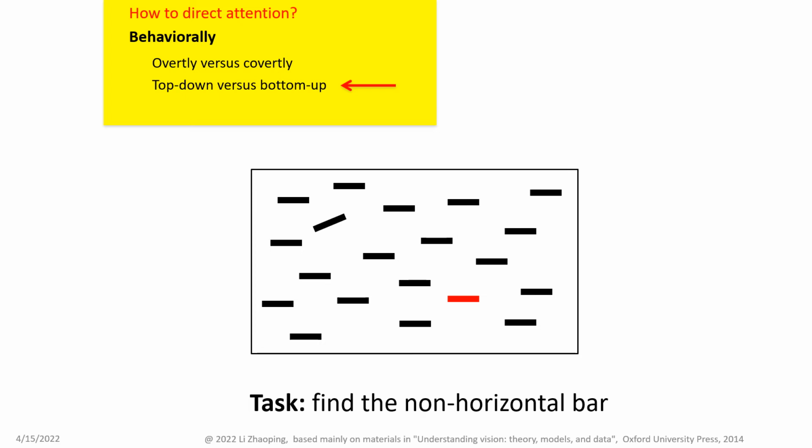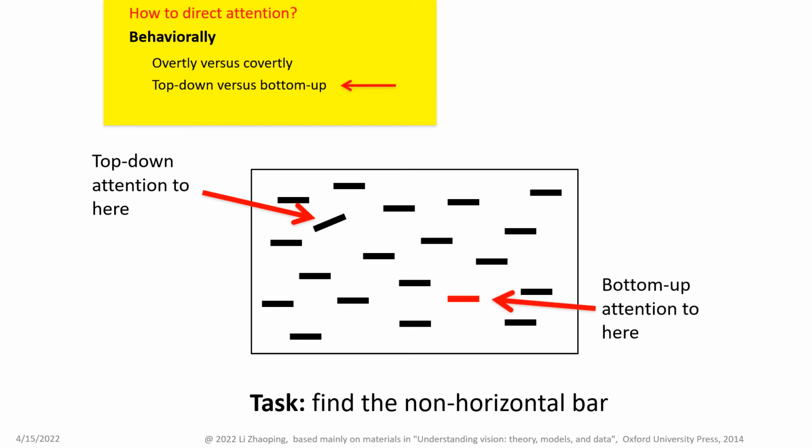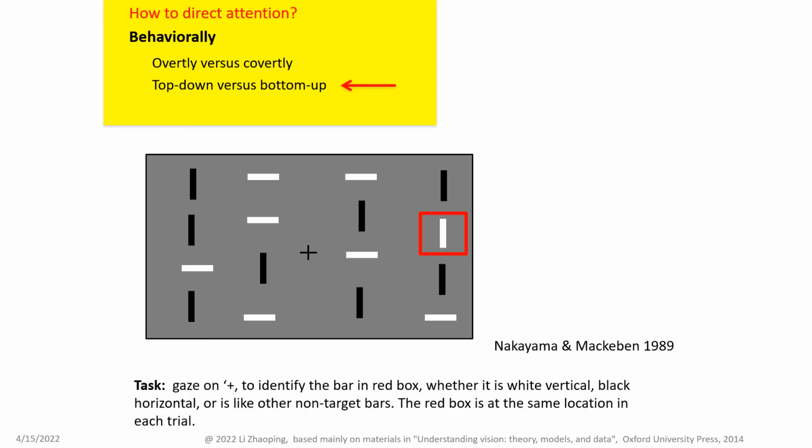For example, if your task is to find a non-horizontal bar in this input, top-down attention should be directed to this target bar, but you cannot help noticing this non-target red bar because its unique color attracts your attention in a bottom-up manner, independent of your goal. This distraction can slow you down in reporting your target bar. This is an example when bottom-up attentional guidance interferes with your task.